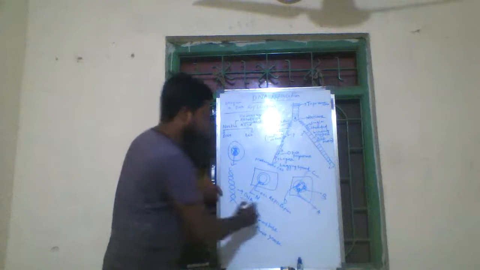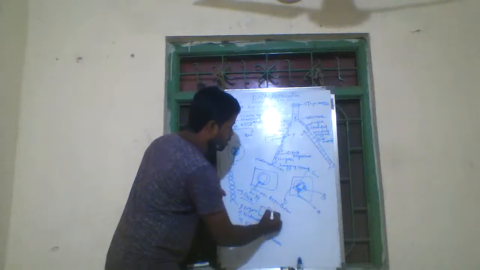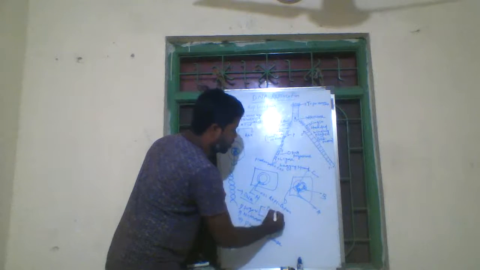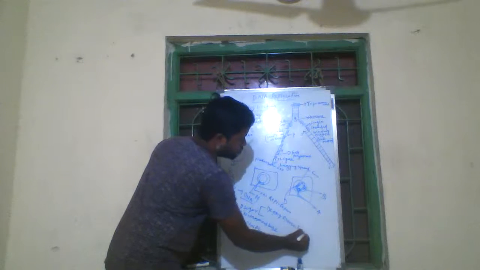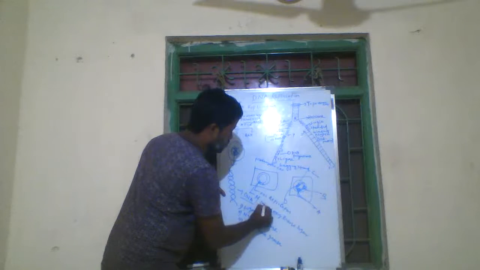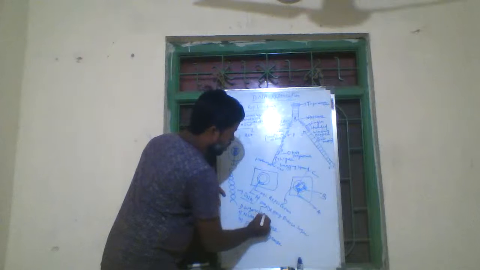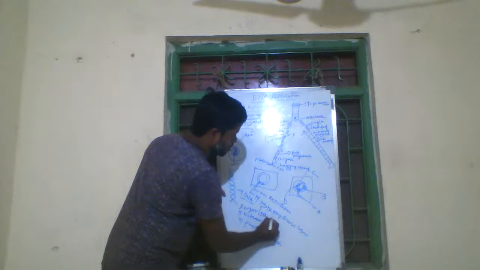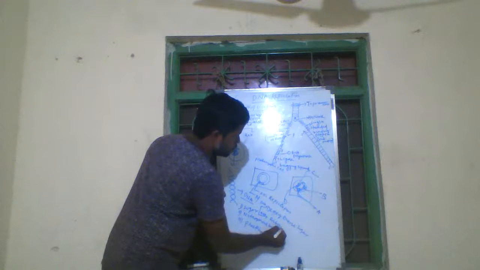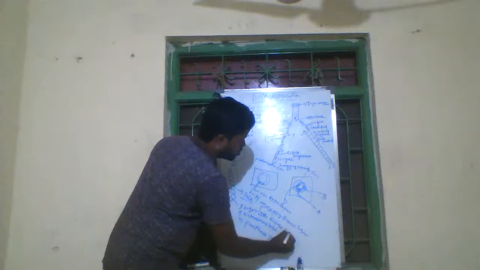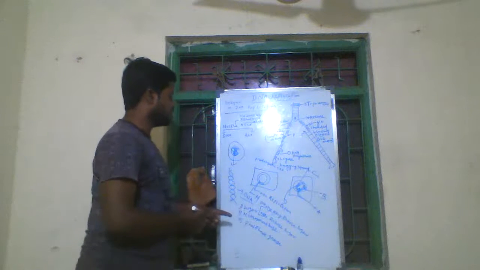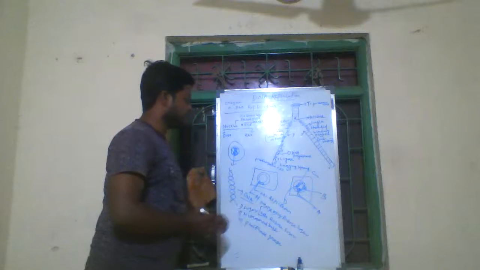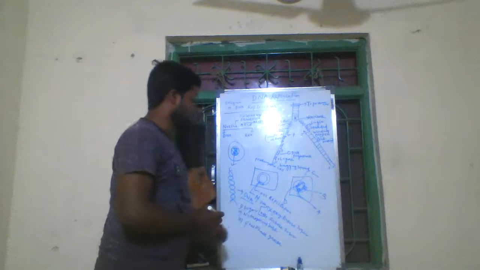One is sugar. In the case of DNA, it is deoxyribose sugar. In the case of RNA, it is ribose sugar. Sugar is of two types: in DNA it is deoxyribose sugar, and in RNA it is ribose sugar.